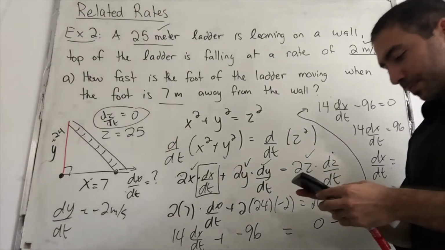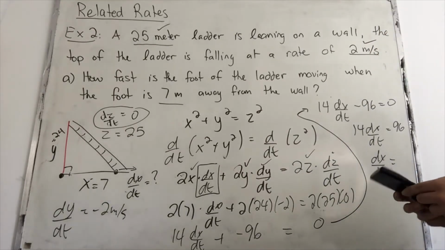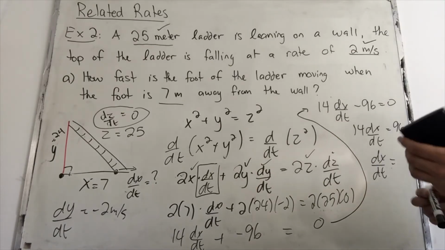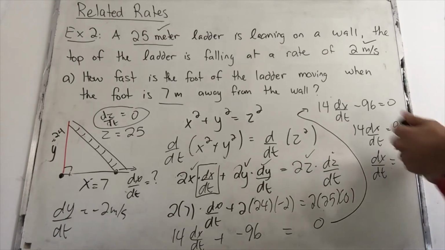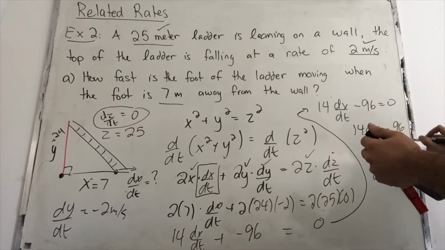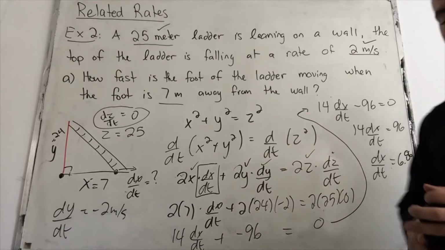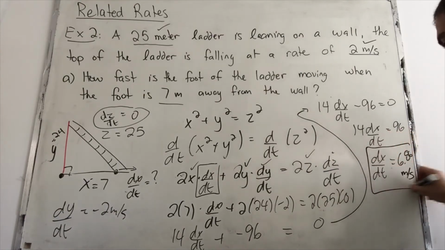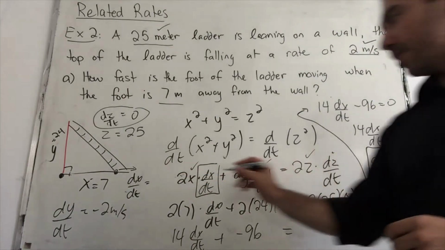Let me take a calculator. I'm getting 6.86. Okay. So does that answer make sense? We found, this is meters per second. So we found that the change in x with respect to time is 6.86 meters per second.